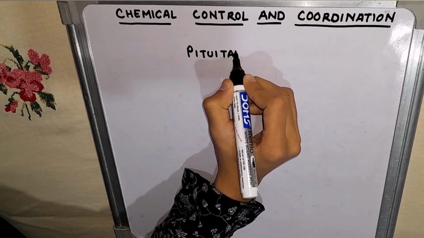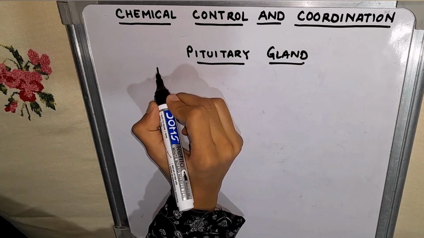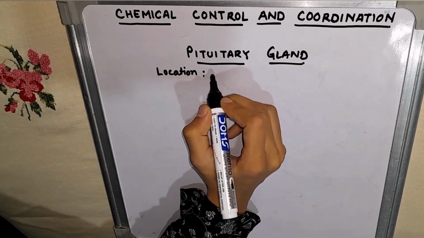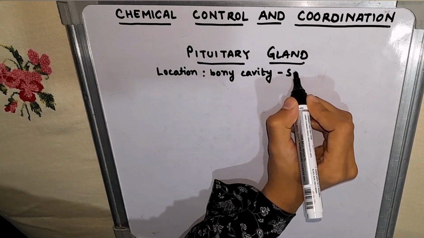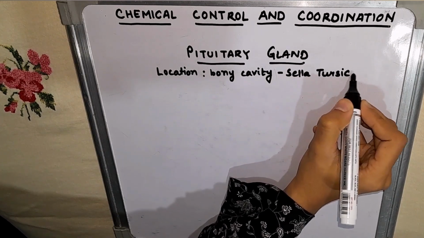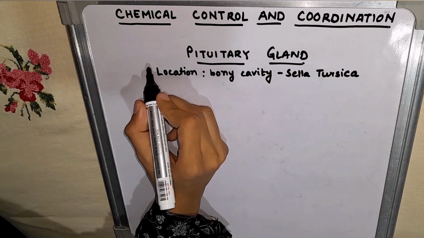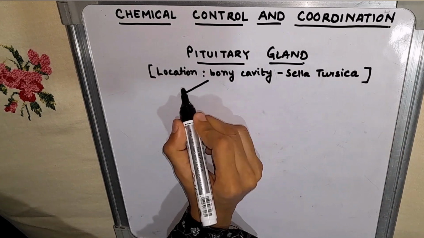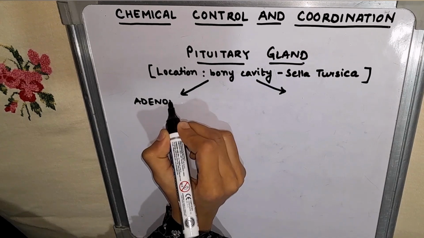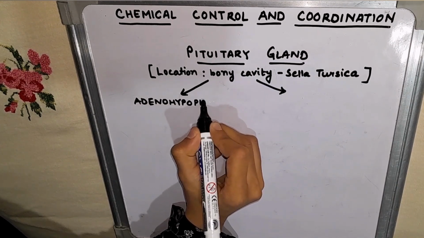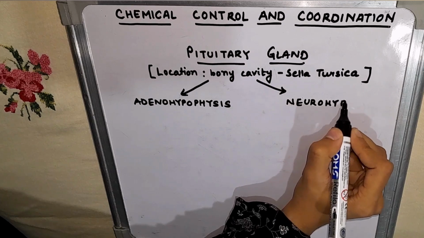Next is the pituitary gland. The pituitary gland is located in a bony cavity which is called sella turcica. The two parts of the pituitary gland, which produce hormones, are the adenohypophysis and the neurohypophysis.